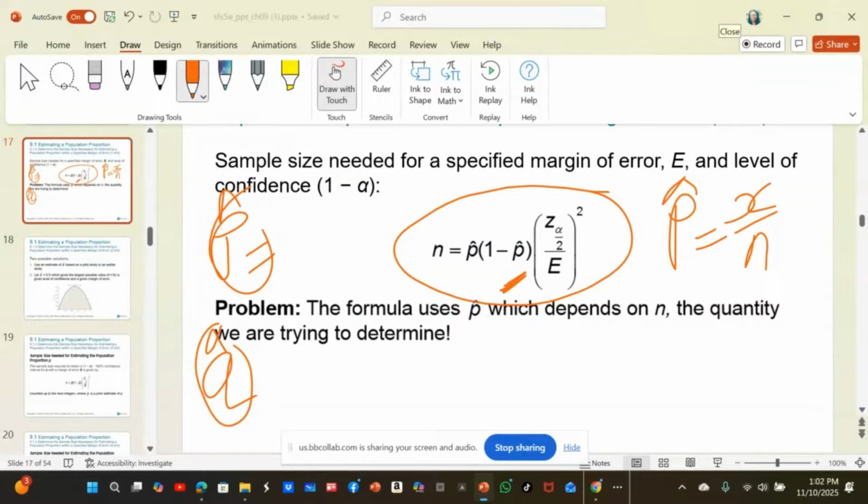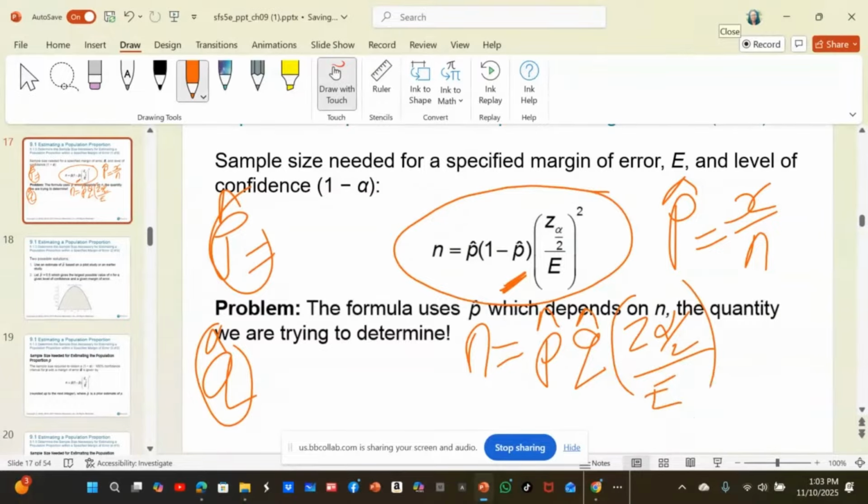So actually, if you rewrite this formula, the sample size that is needed for a specific margin of error E and level of significance 1 minus alpha is equal to p hat multiplied by q, q is failure, into the critical value alpha over 2 divided by margin of error, all squared. In other words, the sample size will never be negative. That's why there's a square there. Also, the sample size must be rounded up and must be an integer. It cannot be negative.